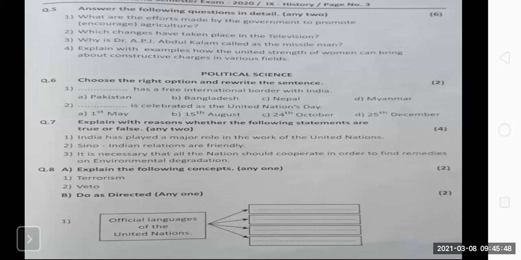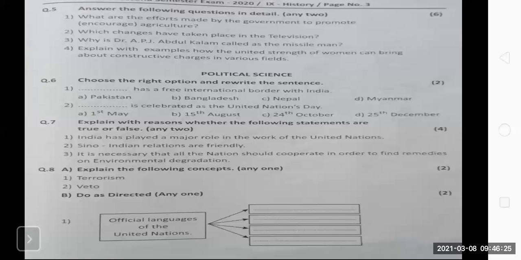For 3 marks, students, we have to write 5 to 7 points, which means half a mark for each statement. Understand this: for question number 5, answer the following questions in detail, because the answer should be in detail, and it carries 3 marks for each question. So we have to write 5 to 7 statements for each and every answer.